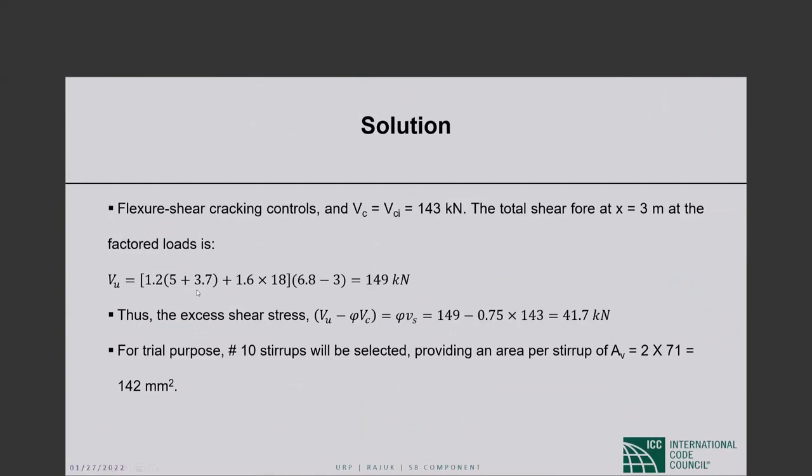Then I found the VU at that point, at 3 meters from the support, with a very simple statics equation. Then I figured out VVC, as you know, that's the criteria which controls the stirrup spacing, subtracting VVC from VU. I just use number 10 stirrups as a first approximation. This is the area of the two-leg stirrup. Now, if I use a double T beam, of course, it may be 4 times. So you have to be careful to sum up the area of the stirrup with the proper number of legs considered.